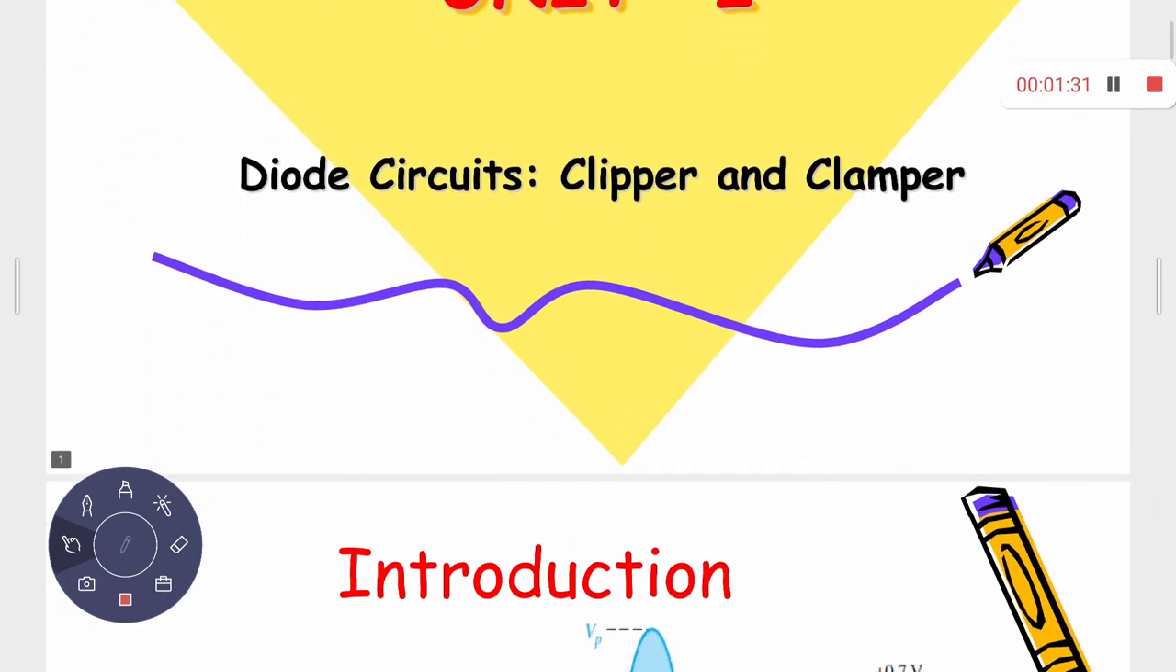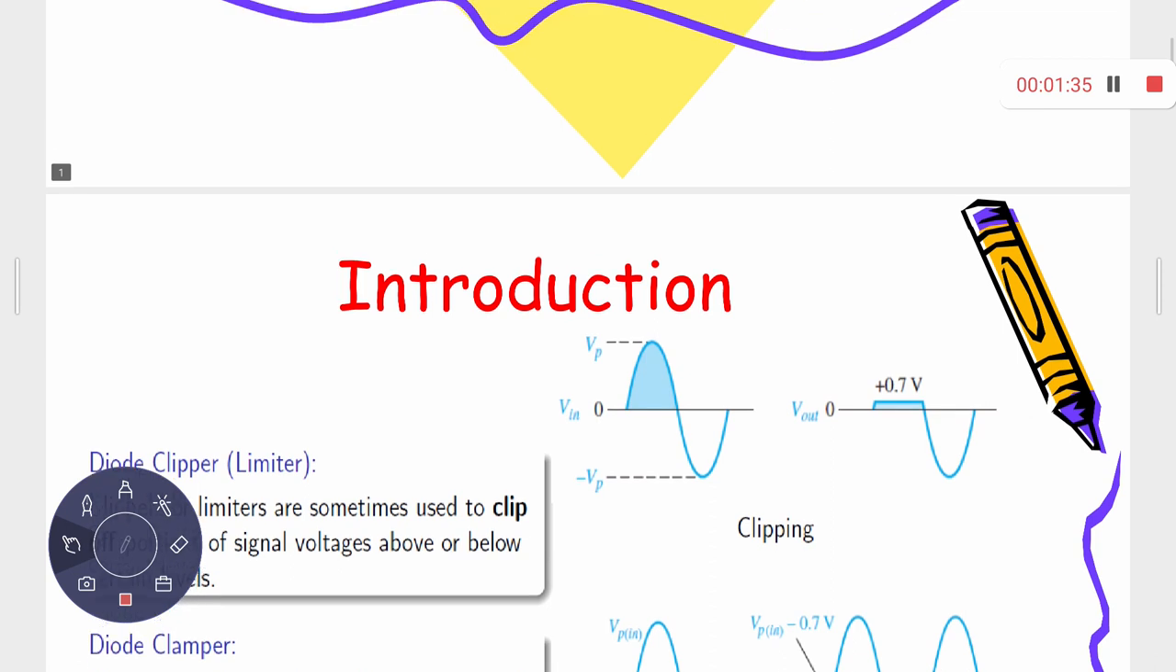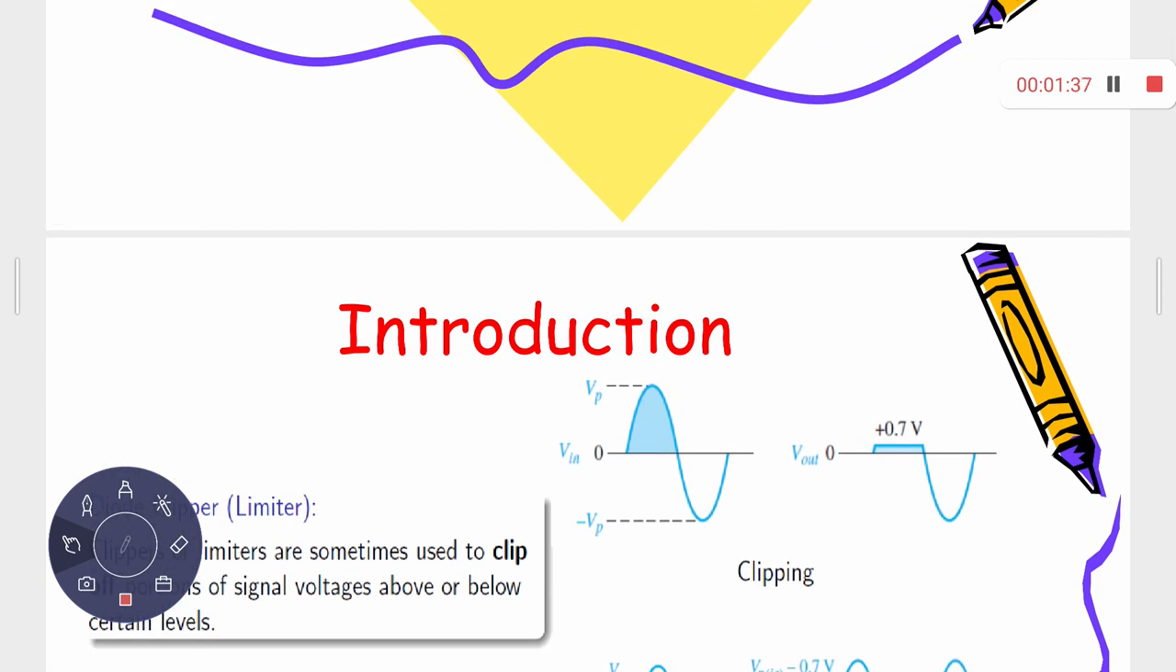So in a nutshell, what do we mean by a diode clipper? I am not going into the circuit first. Suppose this is your input signal, a sinusoidal signal, say Vp sin of omega t, which is riding on a 0 DC. Now if you perform some clipping operation, you will see that a portion of your input is clipped. Suppose this is my input signal, and this is my output signal.